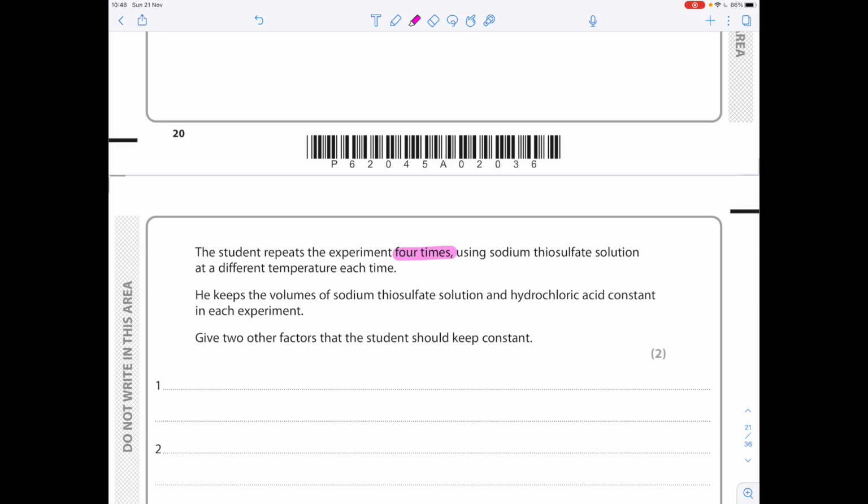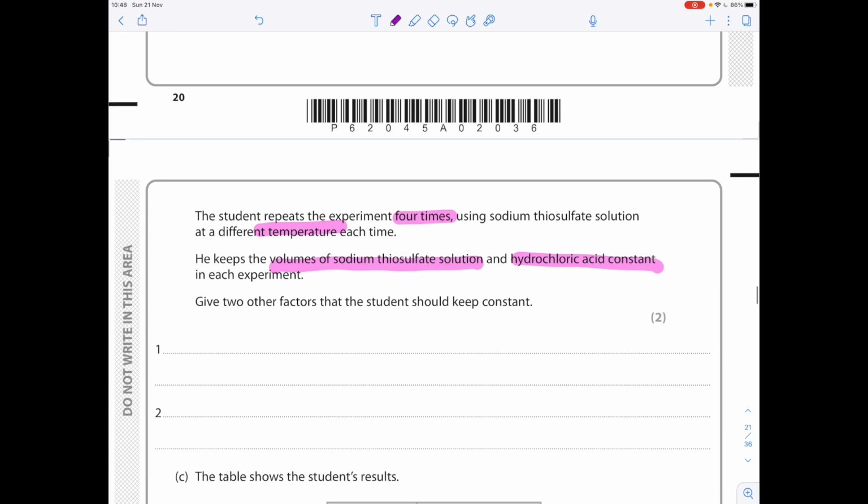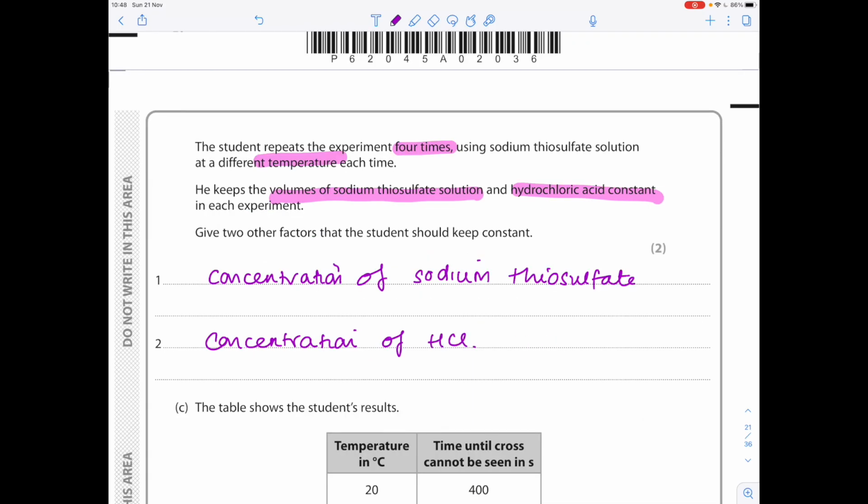The student repeats the experiment 4 times using sodium thiosulfate solution at different temperatures each time. He keeps the volumes of sodium thiosulfate solution and hydrochloric acid constant. Give 2 other factors that the student should keep constant. Okay, well, it's concentration because after all we're changing the temperature. So it's concentration of the sodium thiosulfate solution as well as the concentration of hydrochloric acid.